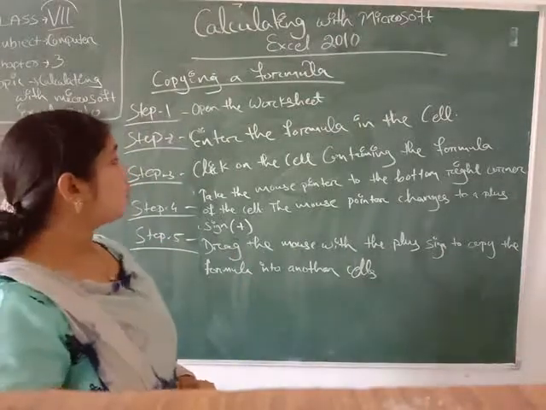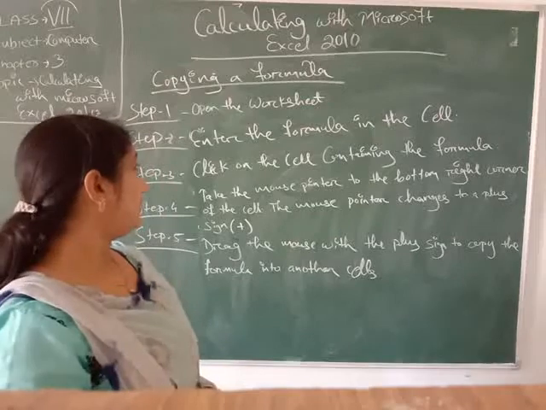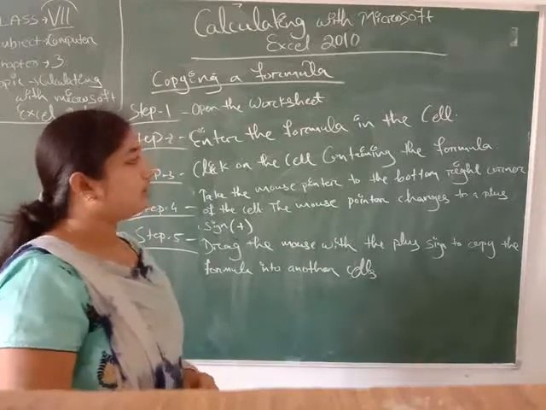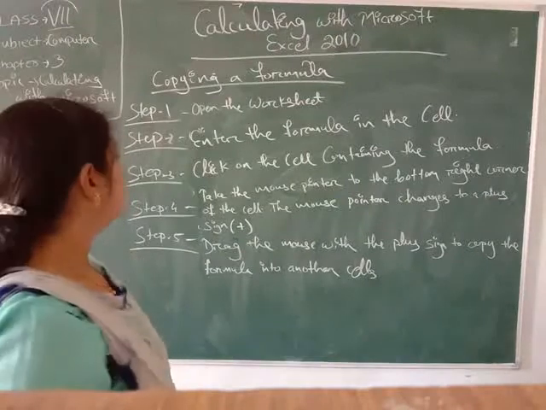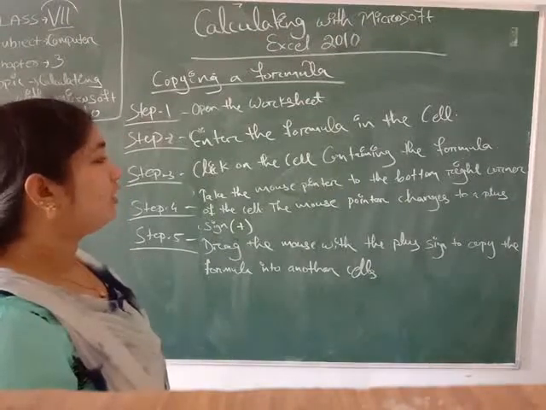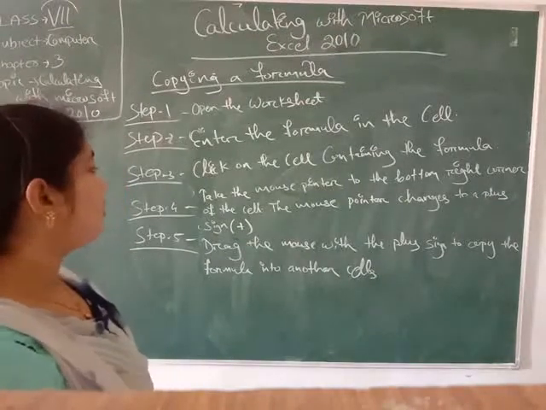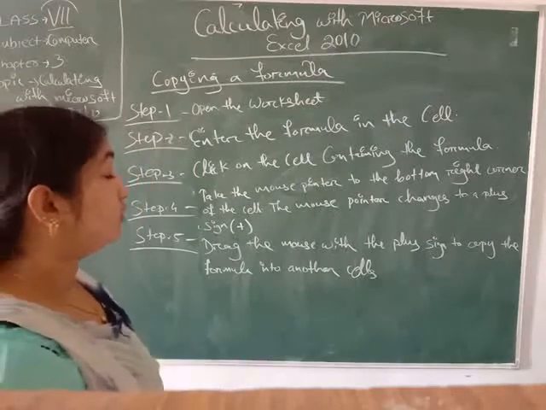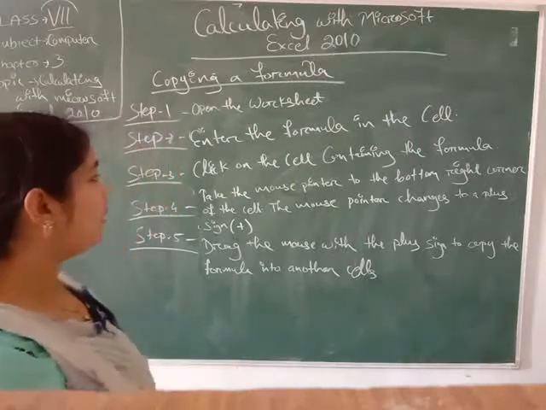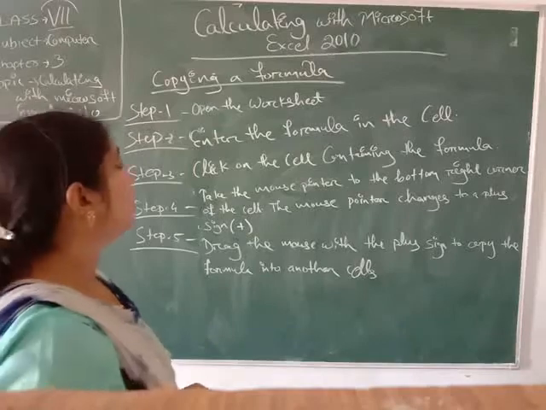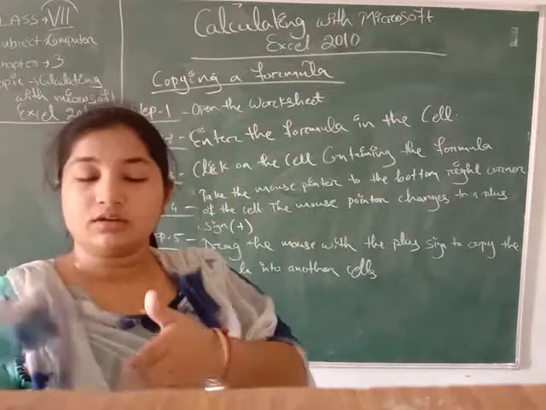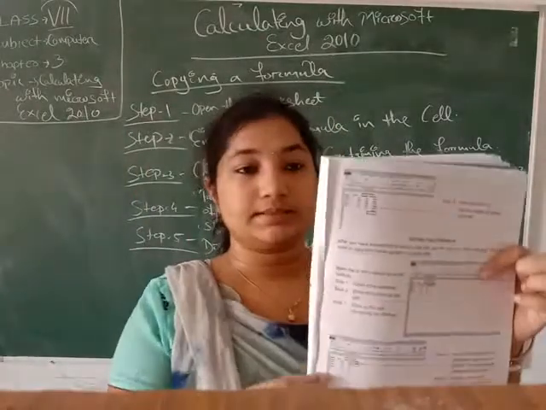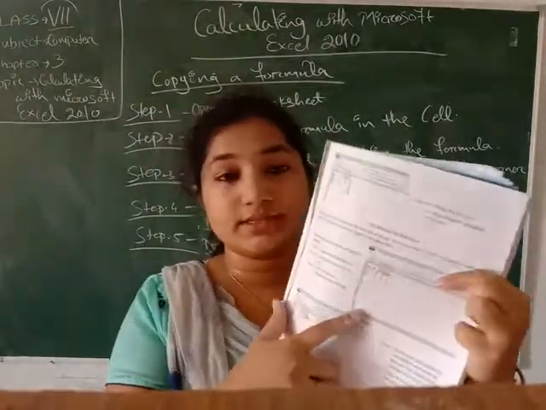The first step is to open the worksheet. After that enter the formula in the cell. We have to first enter the formula once. After that click on the cell containing the formula, like this. In this you can see that.